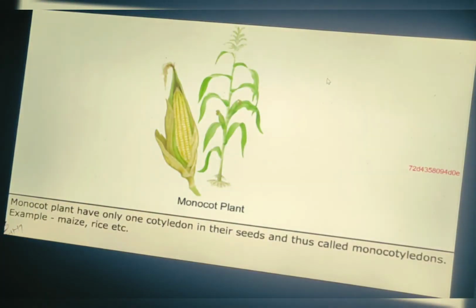Another group is monocot plants. These plants have only one cotyledon in their seeds and thus are called monocotyledons. Examples are maize and rice.